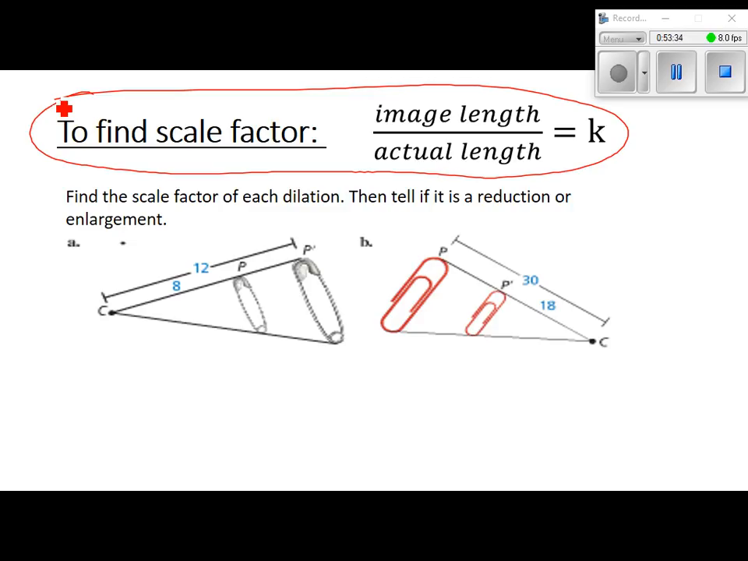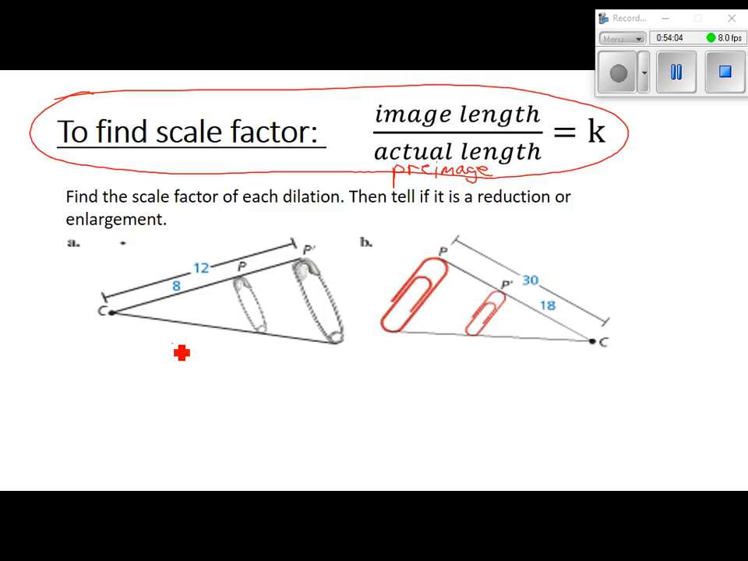To find the scale factor, all you're going to do is take the image length. Now, before I go any farther, image length. Which one is the image? It's the second one. Divided by the actual length, or the pre-image. So you could write pre-image right here if you wanted. I put actual instead of pre-image, just hoping more people would understand it that way. So image divided by pre-image. That's going to give you the scale factor.